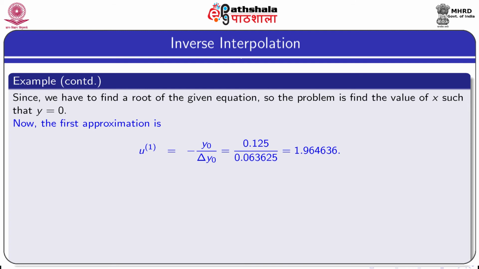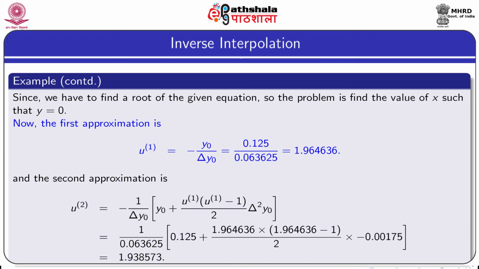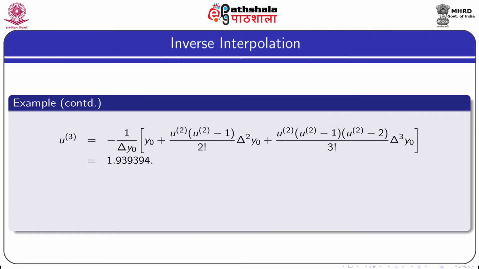In this case y equal to 0, so the formula for u1 is simplified as minus y0 by delta y0, and by substituting the values of y0 and delta y0, the value of u1 is finally 1.964636. The second approximate value of u, that means u2, is equal to 1.938573. The third approximate value u3 is equal to 1.939394. That means the third approximate value of u is taken as 1.939394, correct up to 6 decimal places.